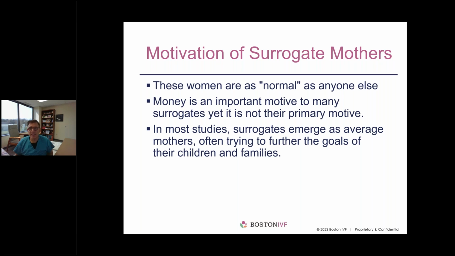Now, multiple studies have been done about surrogate mothers, and those mothers are as normal as anyone else. There is nothing wrong with them. They're not crazy for wanting to carry a baby for somebody else or anything. They're just normal women and average mothers. They're just trying to further the goals of their children and families. For them, it might be a good financial benefit that will help further the goals of their own children and families. Now, money is an important motive to many surrogates, but again, studies show that it's not the primary motive. The fact that they're helping somebody matters; they've been through this themselves, they know how important having a child is, and part of their motivation is to try to help another couple become parents also.